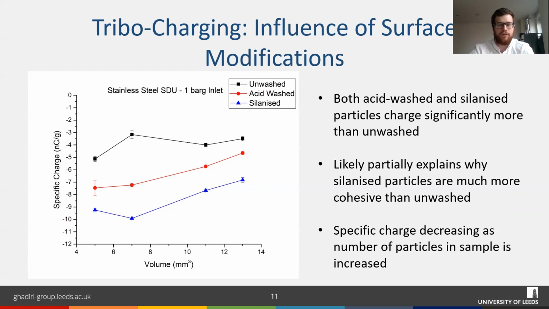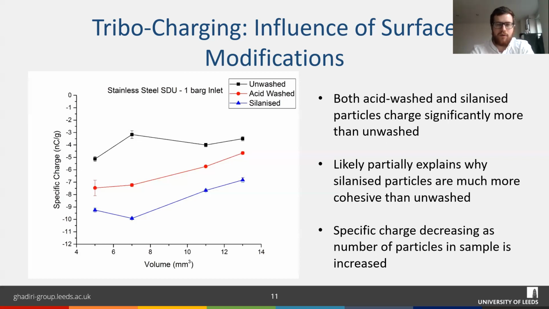than the unwashed, because they're charging so much more during the aerodynamic dispersion, which means that when you're driving a metal impeller through the bed, you're also going to see a significant amount of charge build up there. But something else interesting that we noted was that quite consistently with all the samples, as you're increasing your sample volume and your number of particles, the actual specific charge, so this is your charge per unit mass, is decreasing as the volume is increased.